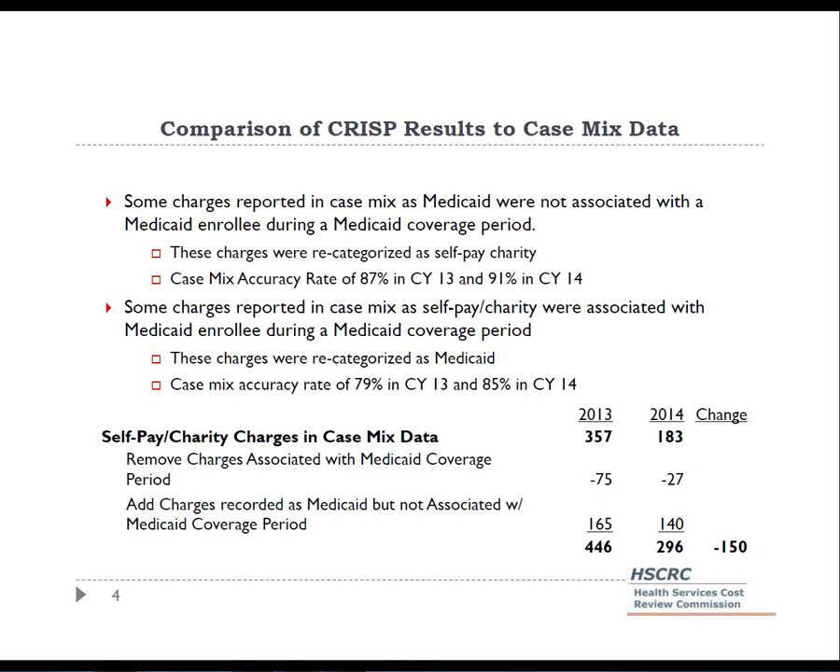So we end up reconstituting the self-pay charity data, making those two adjustments, and we show for 2013 446 million of charges in that 6-month period and 296 million of charges in 2014. So we end up with about a 150 million decrease in self-pay and charity over the first 6 months of the 2 years. Any questions about that?